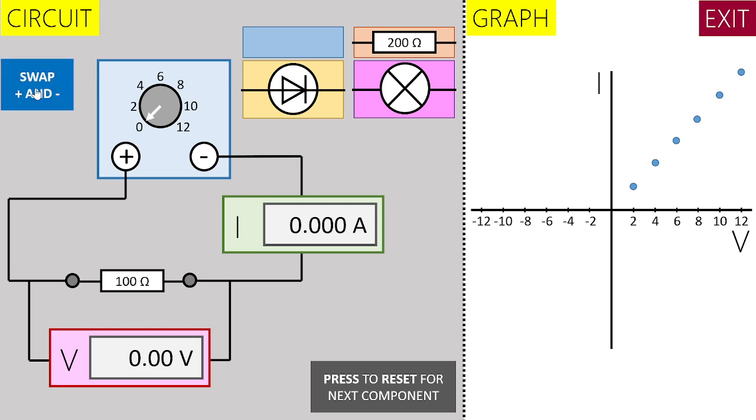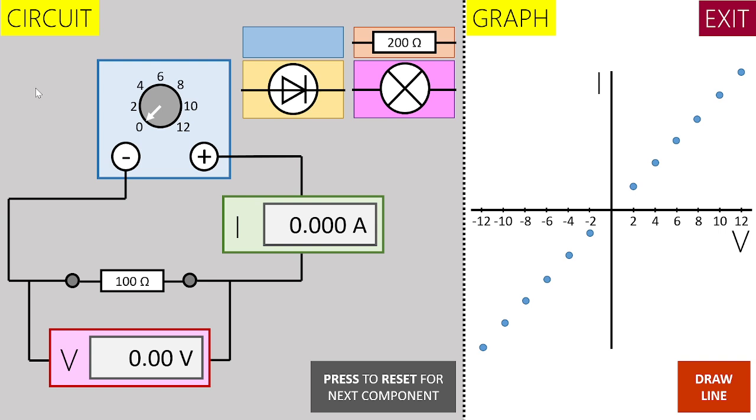I turn off the voltage, I swap the poles around on the supply, which means that the current is moving in the opposite direction. Increase the voltage, we get negative values. Now negative just means the current is going the other way. Up to 12, turn it off, and then we have all these points. We're going to draw a line through them, and then we're going to remove the points, and we have this.